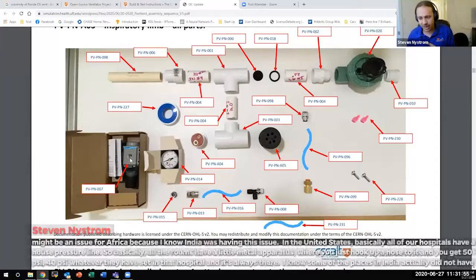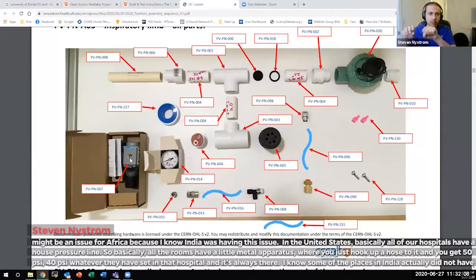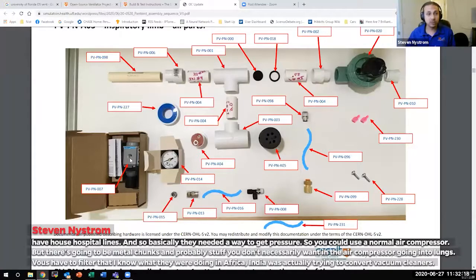This is something that actually might be an issue for Africa, because I know India was having this issue. In the United States, basically all of our hospitals have a house pressure line. So basically all the rooms have a little metal apparatus where you just hook up a hose to it and you get 50 PSI, 40 PSI, whatever they have set that hospital to, and it's always there. I know some of the places in India actually did not have hospital lines.